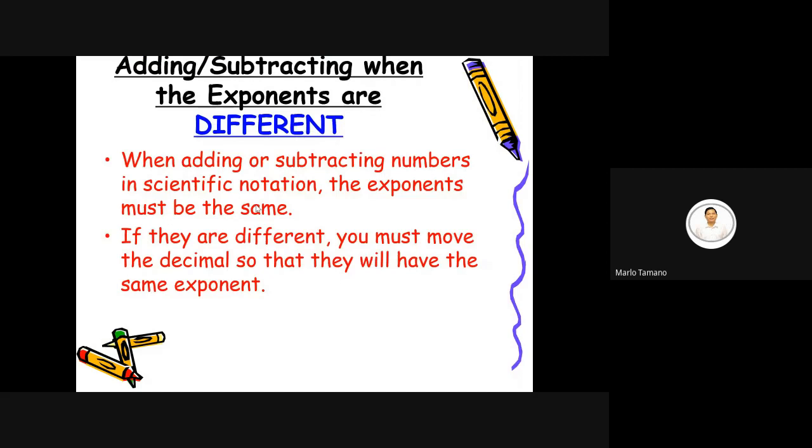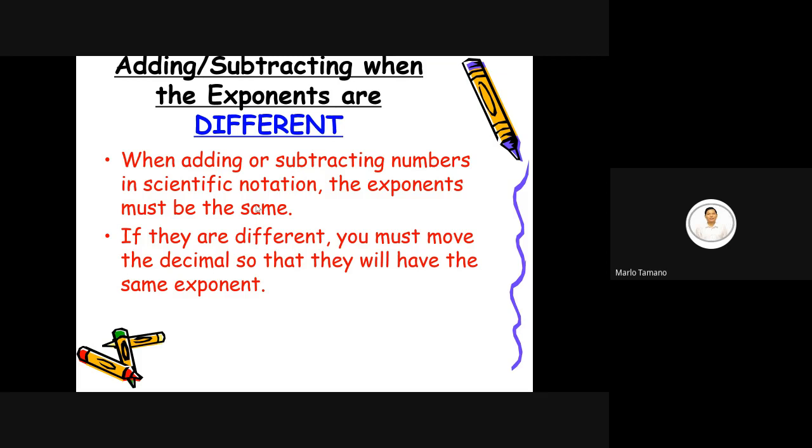Adding or subtracting when the exponents are different. When adding or subtracting numbers in scientific notation, the exponent must be the same. That is very easy. So you have to check the power of 10 first kung pare-pareho po yung exponent. Now, if it is pare-pareho, that's the time you're going to add or subtract. Okay? If they are different exponents, you must move the decimal so that they will have the same exponent.